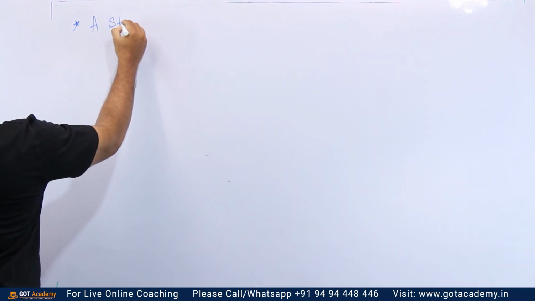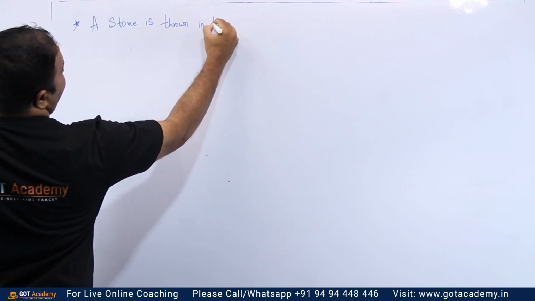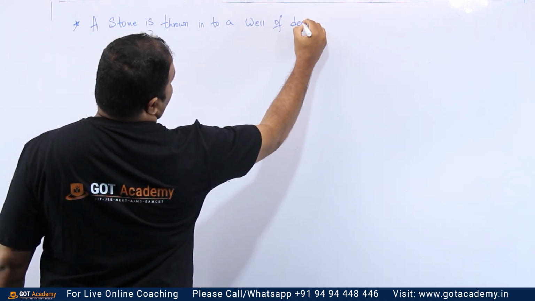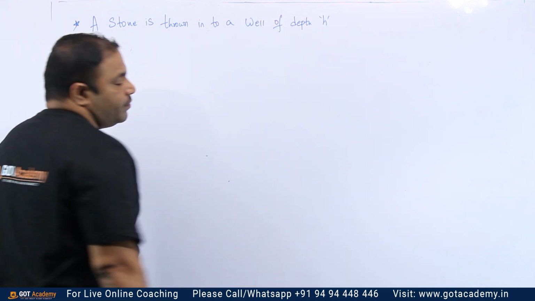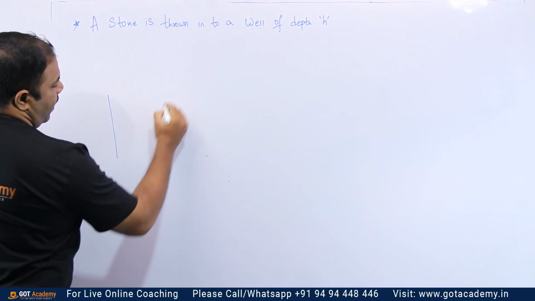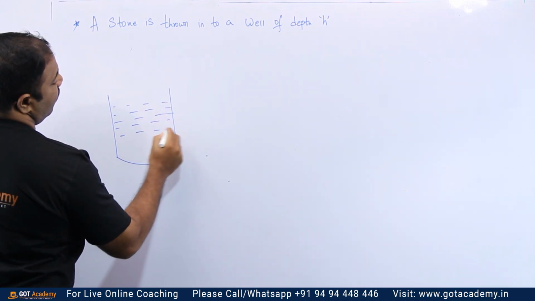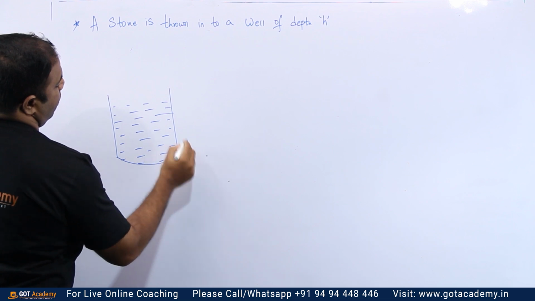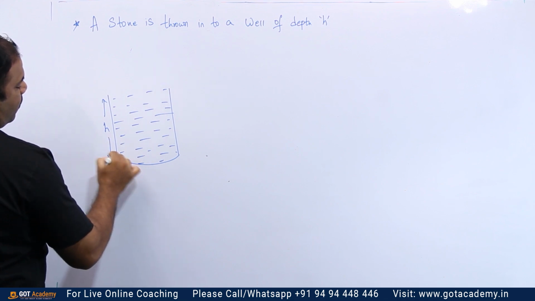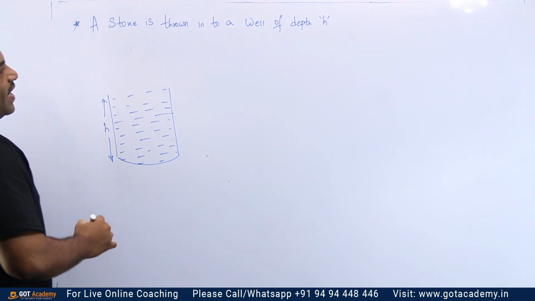A stone is thrown into a well of depth h. It means now I have to draw the well like this, whose depth means depth of the water. So this one I am taking as h. Well of depth h.